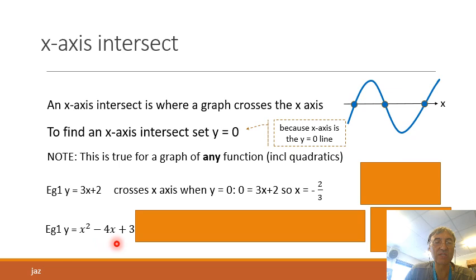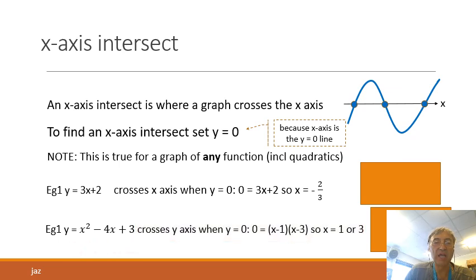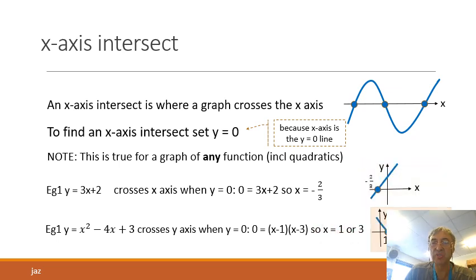Similarly here for this quadratic, if we replace y by 0, we get x squared minus 4x plus 3 is 0, which if we factorize gives us x minus 1 times x minus 3 is 0, which means that x equals 1 or x equals 3. So we have to solve an equation, either a linear equation or a quadratic equation, to be able to work out where the graph crosses the x-axis if the graph is linear or quadratic.